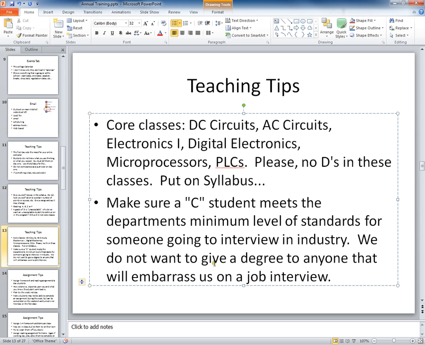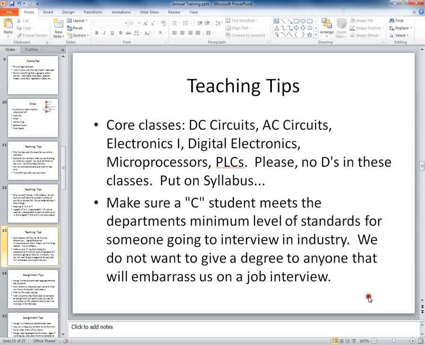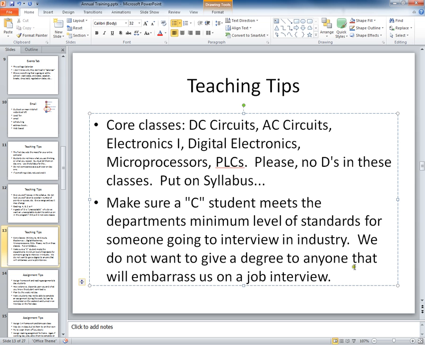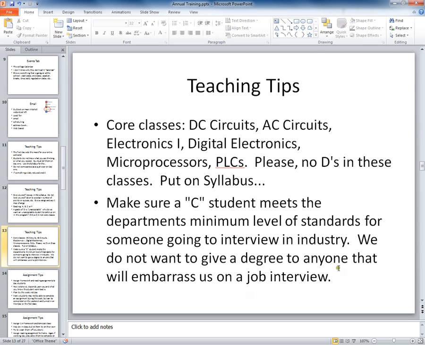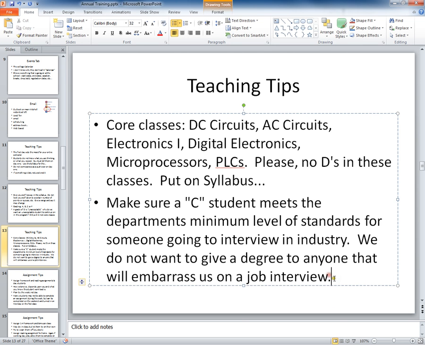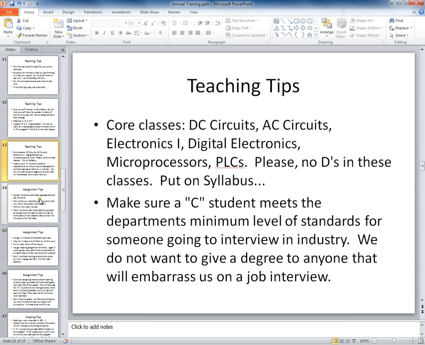Make sure a C student meets the department's minimum level of standards for someone going to an interview in the industry. We do not want to give a degree to anyone that will embarrass us on a job interview. That's a pretty basic level of understanding that we don't want to discredit our department or the school because we passed someone that really doesn't know what they're doing. You may just want to get rid of them. You're sick of them. You don't want to do that. You can give them an F or give them a D if it's the right class, but don't let them get past the program if they don't know the basics.